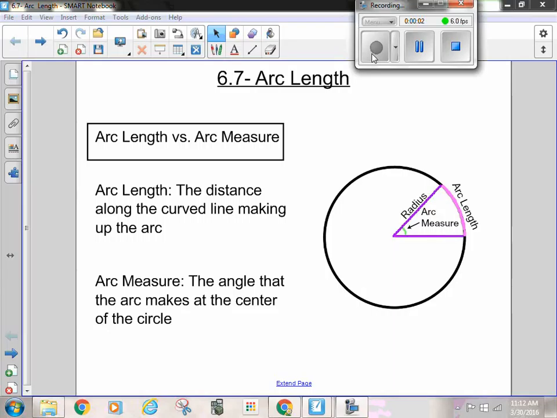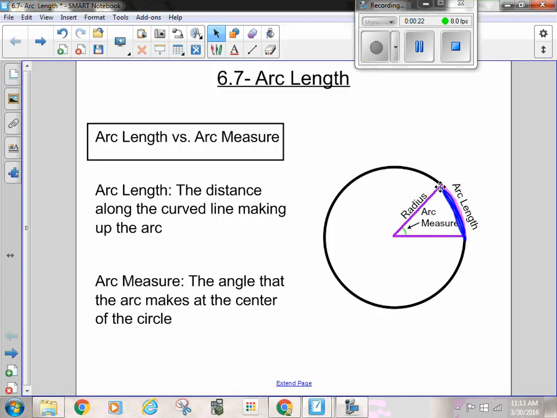All right, we're going to cover Unit 6.7, arc length. Arc length is different than arc measure. We've been dealing with arc measure. We're going to talk about arc length. Arc length is the distance along the curved line that makes up the arc. Okay, so here is our arc length.